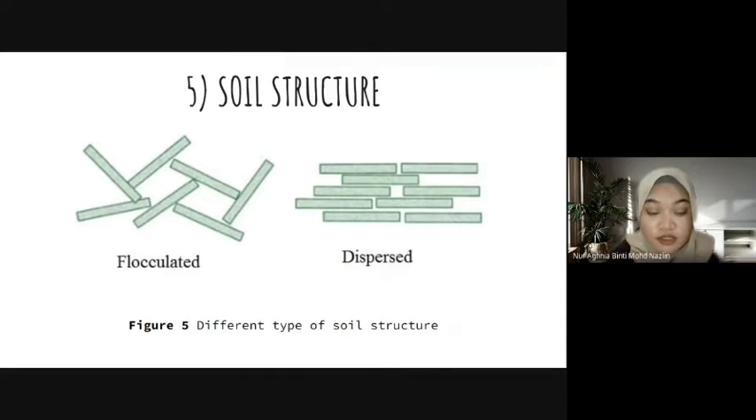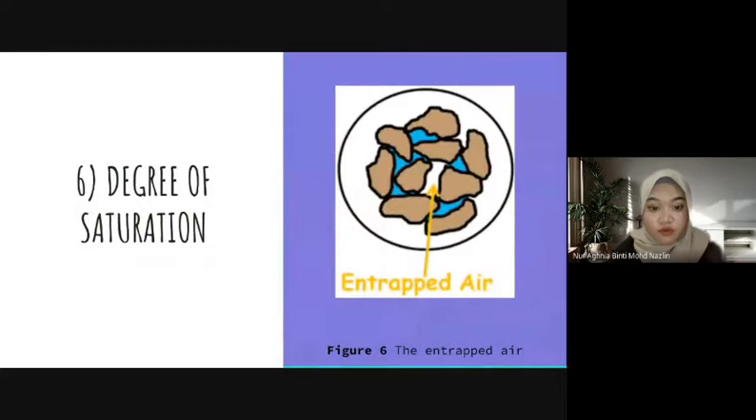Next is soil structure. Soil structure has two types, which is flocculated and dispersed. If a soil contains flocculated structure, the particles are in random orientation and permeability is more. If the soil structure is dispersed, the particles are face to face, so the permeability is very low.